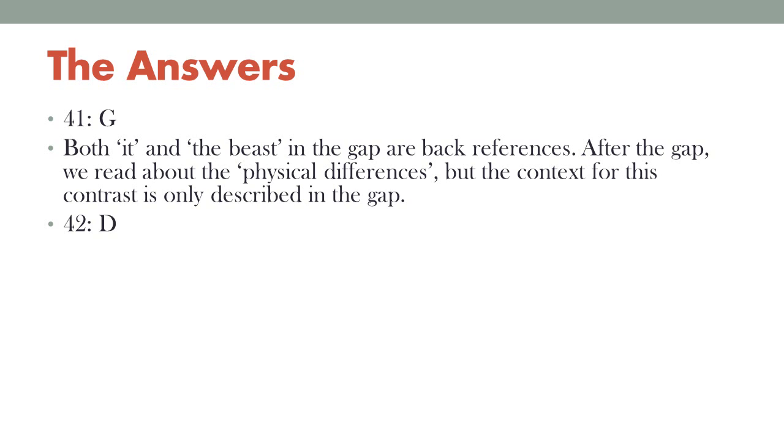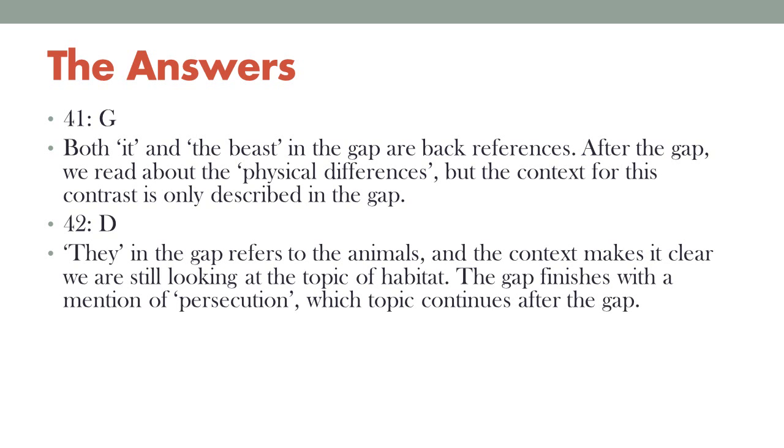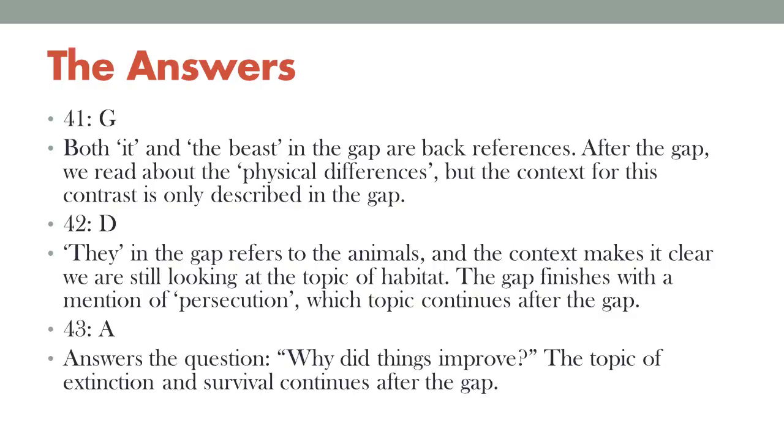For 42 we want D. They in the gap refers to the animals that we're talking about, and it's clear that we're still looking at the topic of habitat, where the animals are living. So the topic itself continues after the gap, so there's also a development of the story. And then finally, for 43, we want A, and this answers the question, why did things improve? And the topic of extinction and survival continues, so we have story development as well.